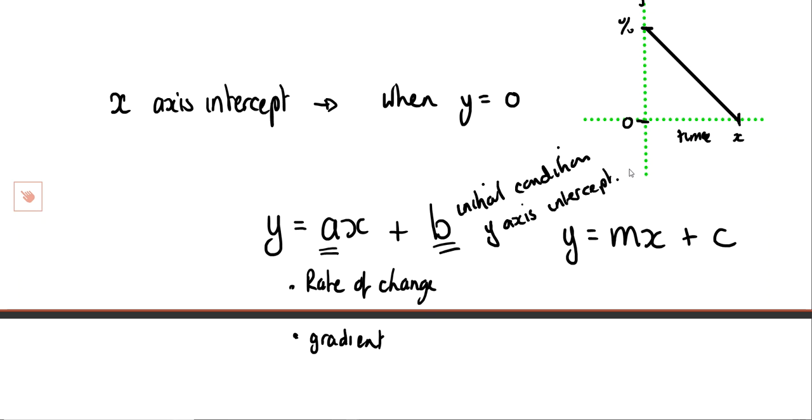And another thing you know is if you've got a graph and you can work out the initial condition from the graph and you can work out your gradient from the graph, you can work out the equation of the graph. You can do all of that now.